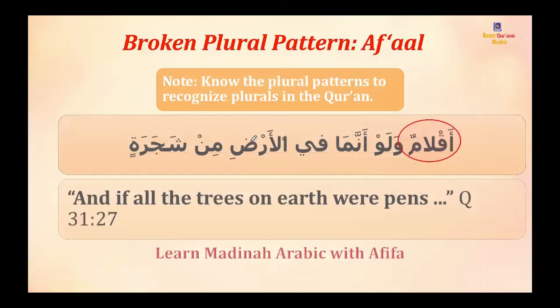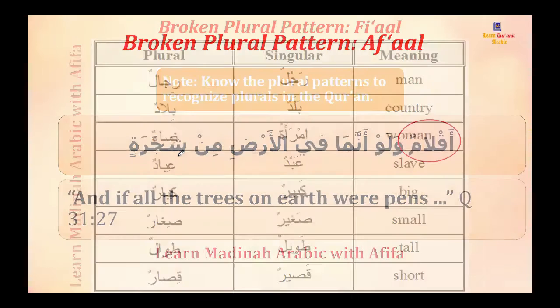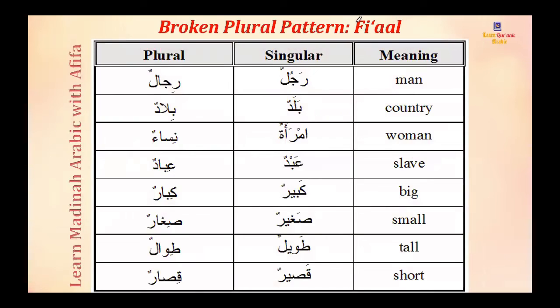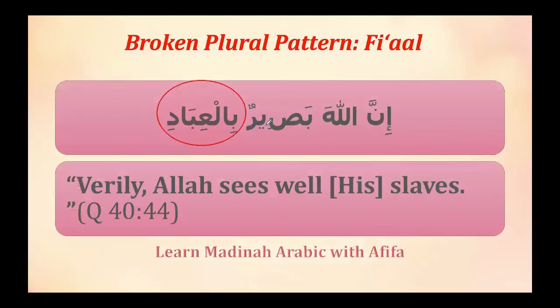So right here, this gives you an example of this pattern. So aqlamun, we looked at this verse earlier. And then we talked about the fi'al pattern, and here are some common words in that pattern. Rijalun, ibadun, kibarun, sigarun. Very important words here, right, for you to go over. Nisa'un. So these are important, good words for you to review. Okay. So here's ibad in this verse. It's a plural, meaning slaves.